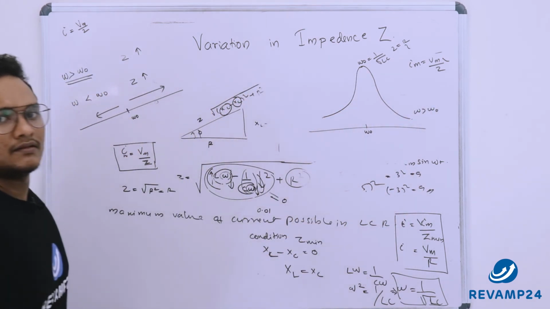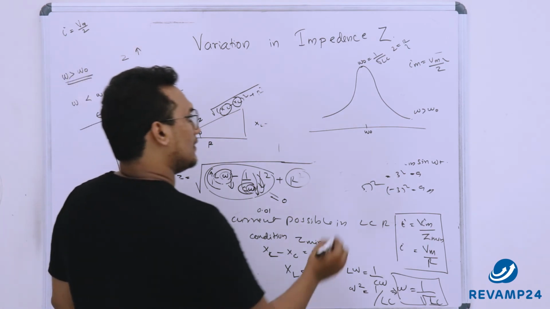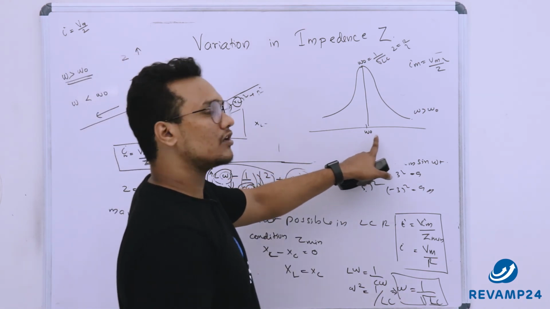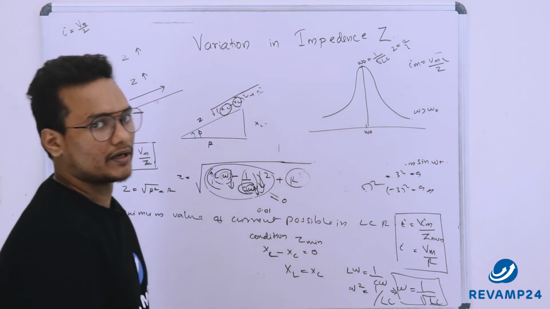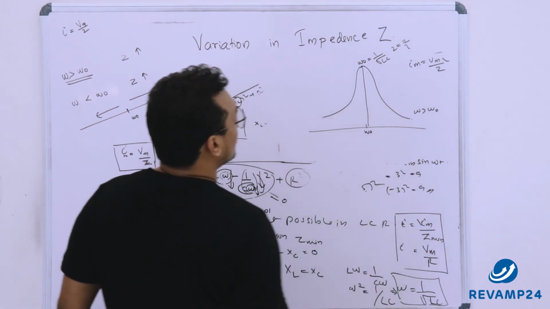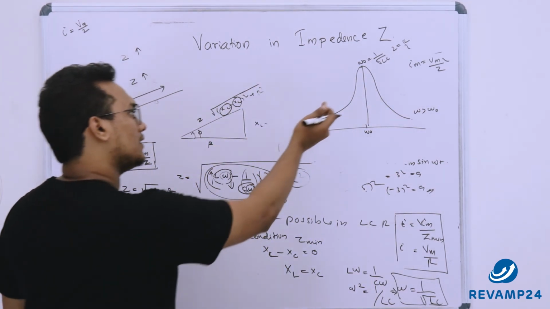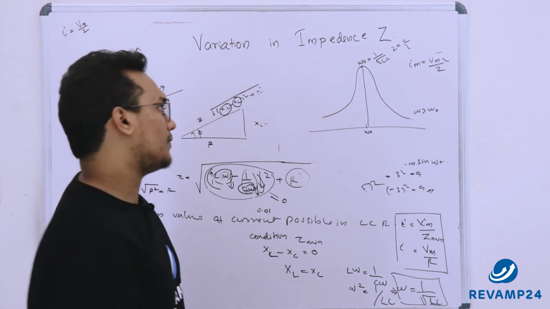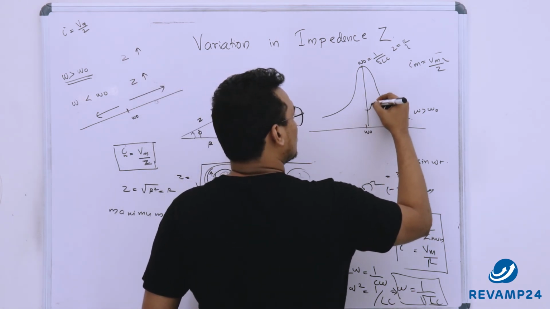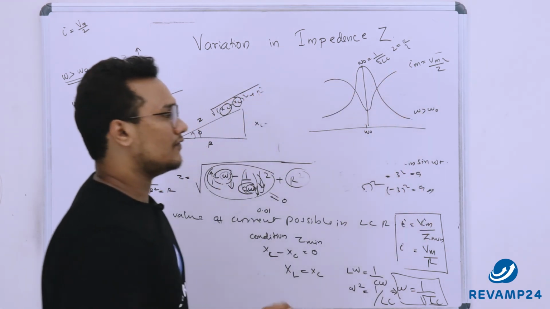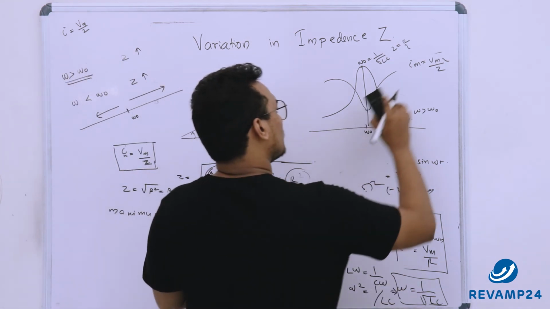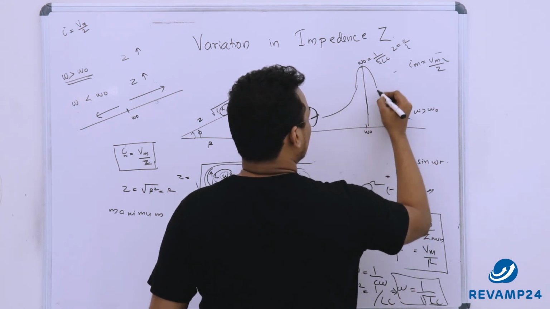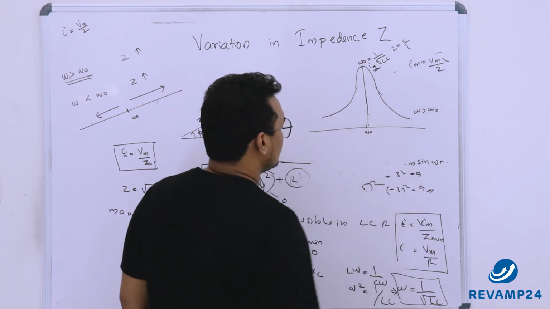This is called a resonance curve. The maximum value of current will occur when the value of omega is equal to omega 0, that is the natural frequency 1 by root LC. To the right-hand side, current decreases, impedance increases. Here impedance increases, current decreases. The value of impedance would be lowest here, and on either side of this, the value of impedance will increase. But we won't be drawing the graph for impedance. Generally we do it only for the current, and this is the maximum value of current.